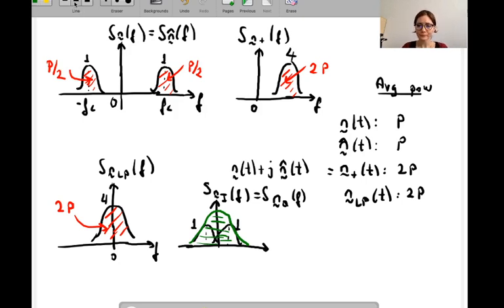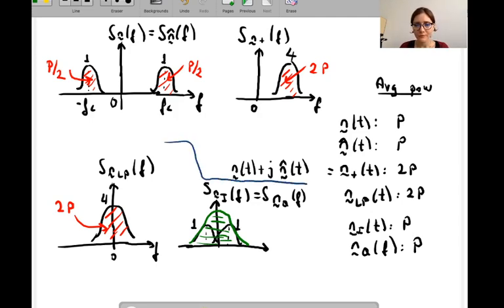So let's write here, and I of t has also average power p, and it's also the same as the average power of n_Q of t. I'll just put a separation here so that you won't get confused. Okay, so the PSD drawings are on the left.